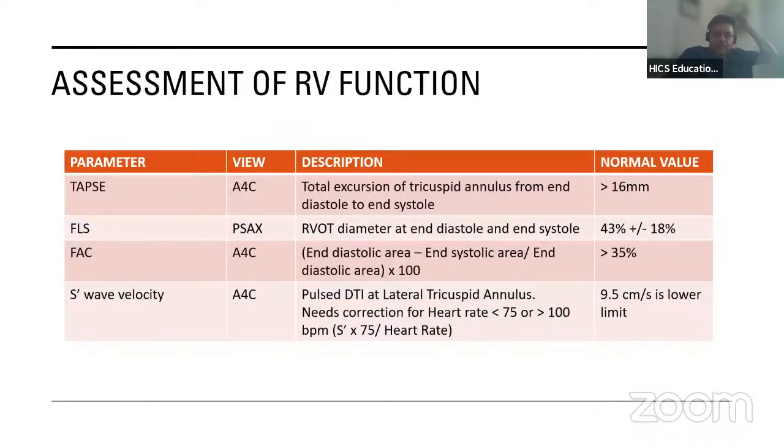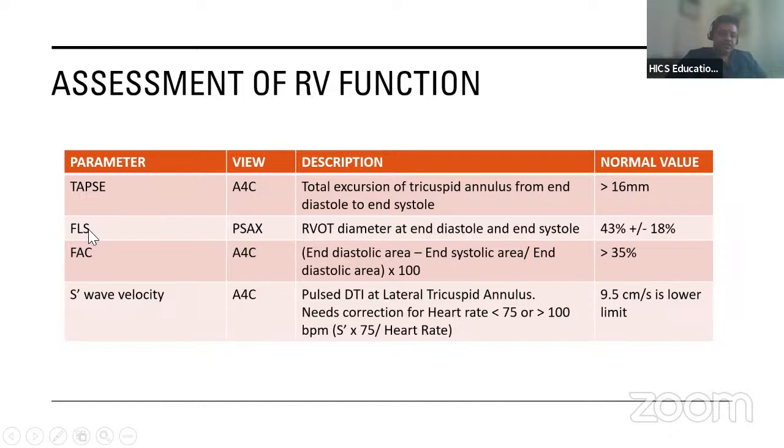Once you identify on the static assessment that there is a right ventricular problem, you then have to assess the RV function in a little bit greater detail. The most important, well-described, well-understood parameter is the tricuspid annular plane systolic excursion, which is seen in the apical four-chamber view, which is the total excursion of the tricuspid annulus from the end of diastole to end of systole, and the normal value should be more than 16 millimeters.